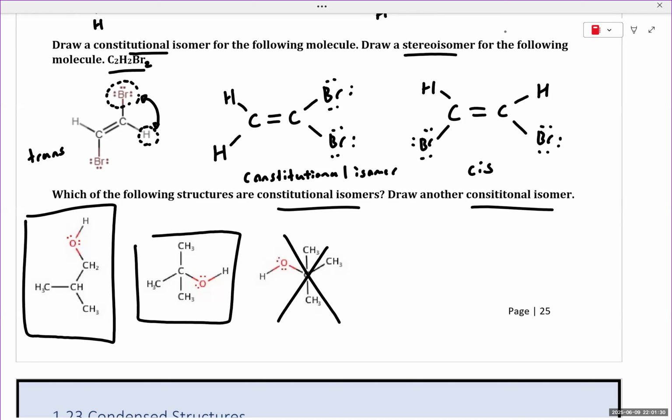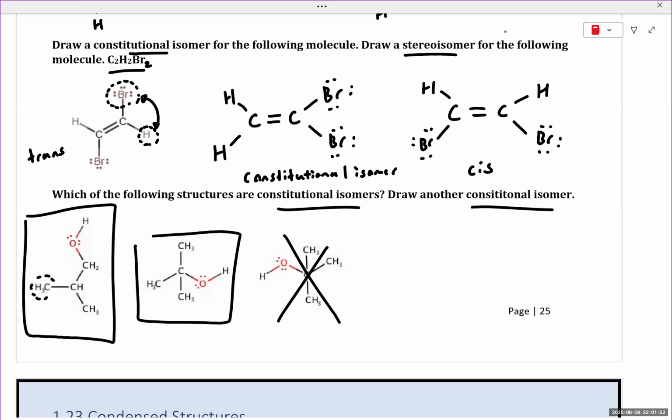However, we have a different connectivity. Now, if we wanted to draw another constitutional isomer, we want to make sure we have the same formula, but we have a different connectivity of atoms. One easy way to do that is to simply move a group over and change the connectivity of atoms.